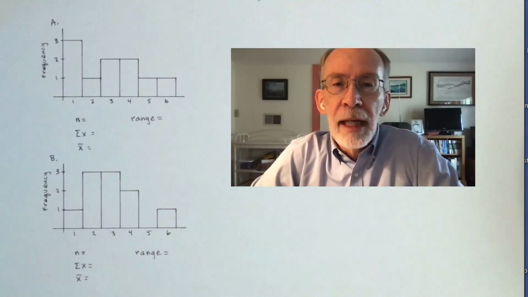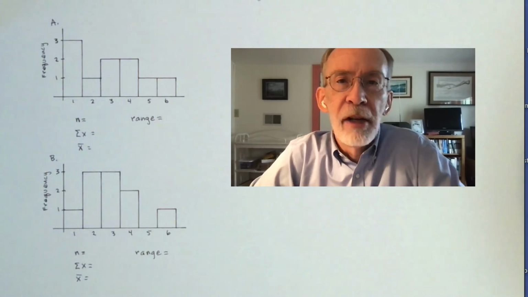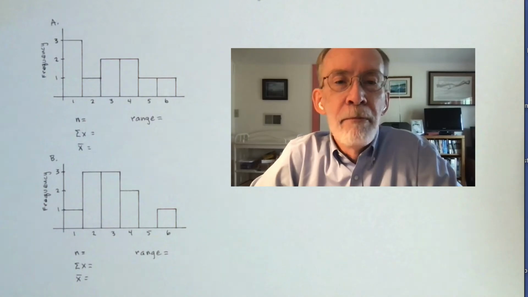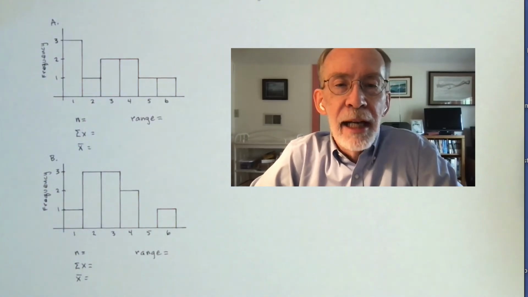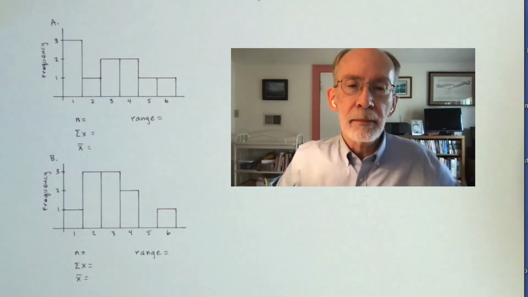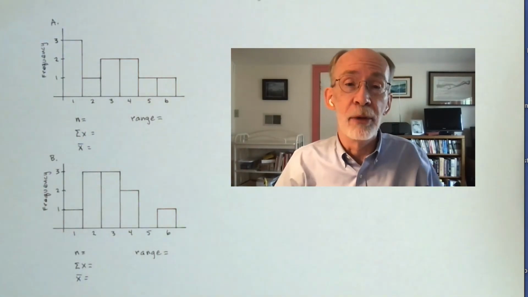We're going to begin by looking at two different data sets that I hope I've made small and simple. They're ginned up for the purpose. So data set A, we have some values 1 through 6, and you can see the frequencies there in the table. Data set B, same story, values 1 through 6, different frequencies.